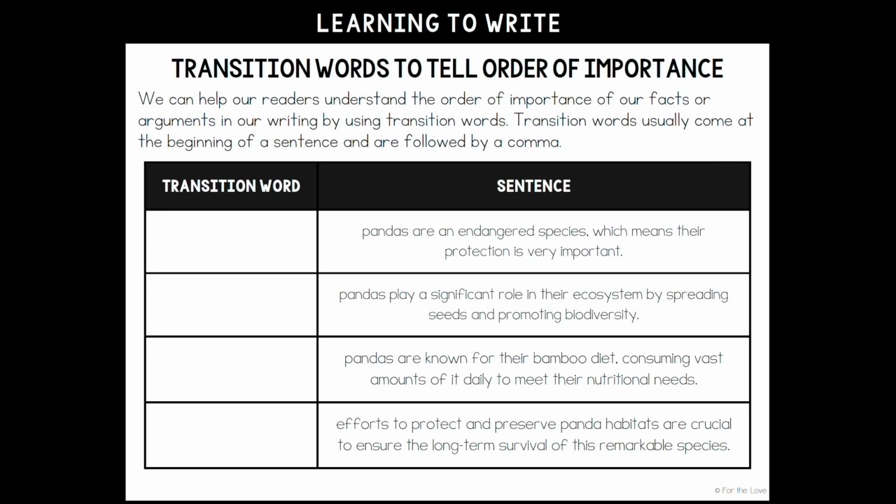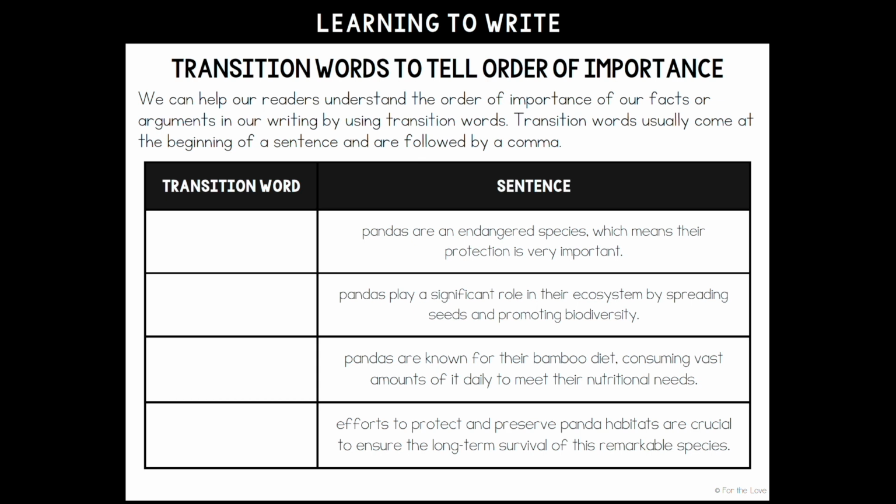Next, we're going to look at transition words to tell the order of importance. We can help our readers understand the order of importance of our facts or arguments in our writing by using transition words. Transition words usually come at the beginning of a sentence and are followed by a comma.